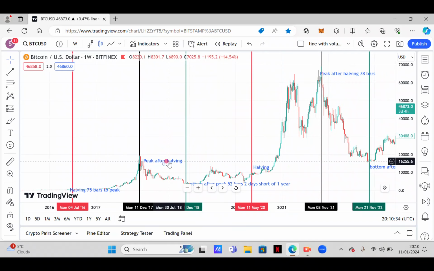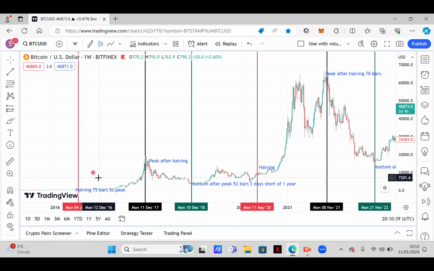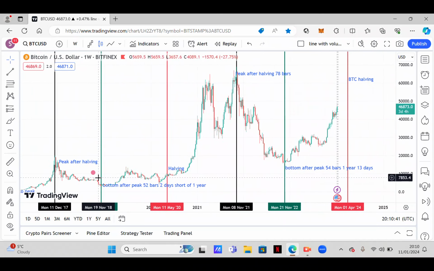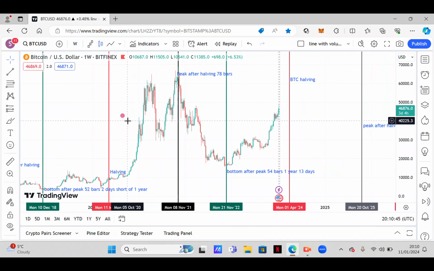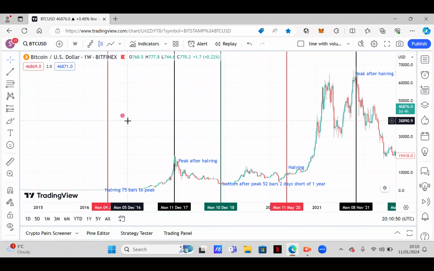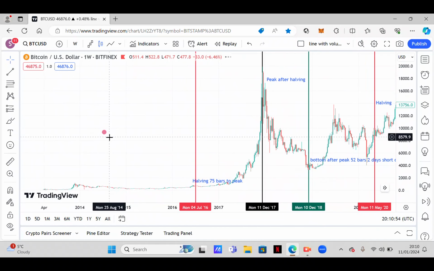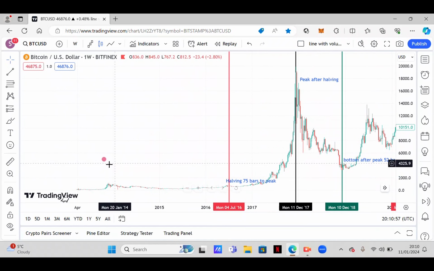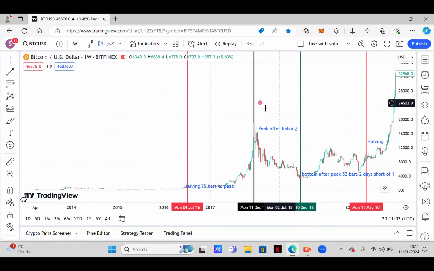So this is the chart on a weekly timeframe of Bitcoin since the beginning of time, or at least since the beginning of times that I think is valuable, because if you go too early, there wasn't really a market. So I've started from July 4th.